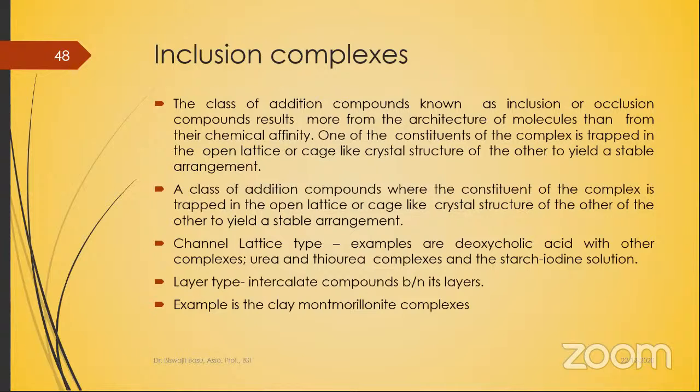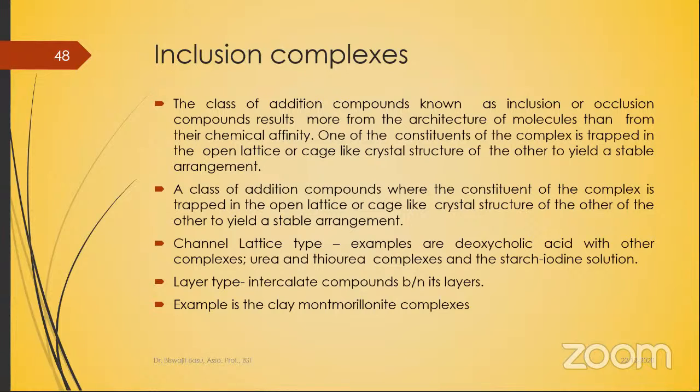And today we will study the third one, that is inclusion complex. This inclusion complex is also classified into four groups. First one is channel type, second one layer type, third one clathrate, and fourth one monomolecular type. Again, I am repeating, inclusion complex is classified into four subgroups: channel type, layer type, clathrate, and monomolecular type. One by one, we will discuss them.